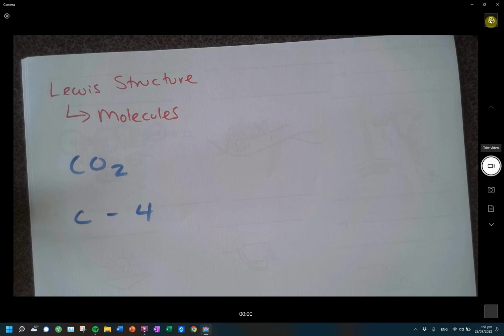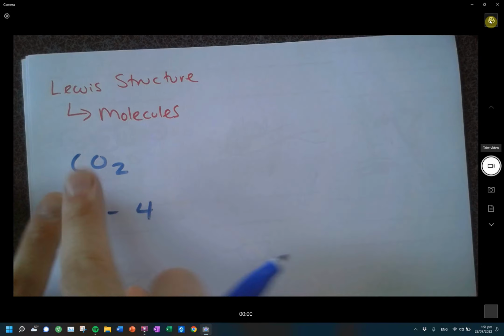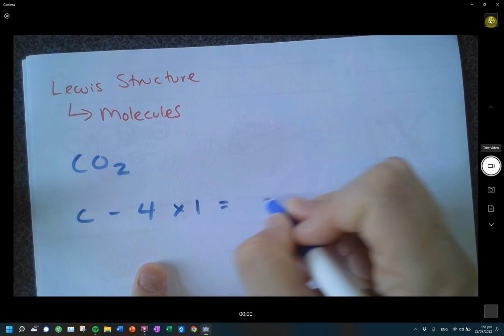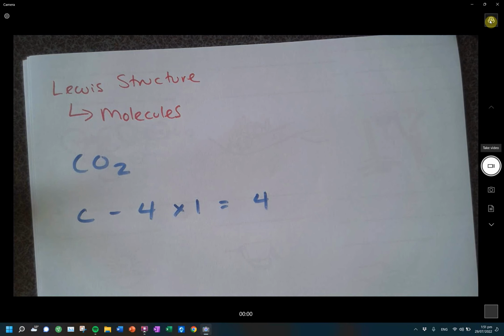Are we okay with how I got that number? All right. The other thing you need to factor in is how many atoms of that element are in the molecule. When I look at carbon, there's only 1, so I'm just going to multiply that by 1. So carbon's contributing 4 valence electrons.